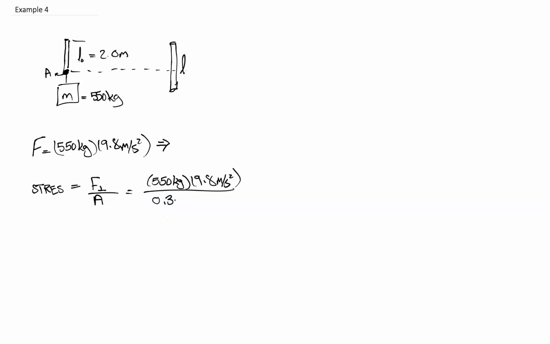0.30 times 10 to the minus 4 meters squared. Remember, we have to change this from centimeters to meters, the area. This will give us a tensile stress of 1.8 times 10 to the 8th. This is a Newton per meter squared, which is also known as a Pascal. So you can think of the stress as the amount of pressure that is felt.